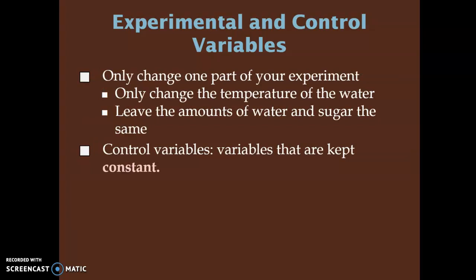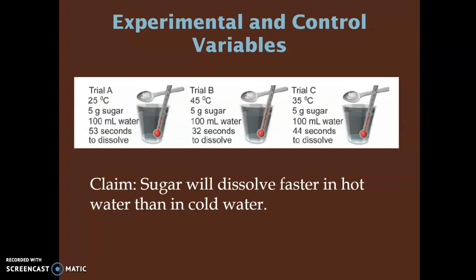You need to have some control variables. Control variables are things that you leave exactly the same throughout the entire experiment. So I fixed it, and if you notice now, the only thing that has changed from trial A to B to C is the temperature of my water. The amount of sugar is the same, the amount of water is the same, and then of course I have my results. And I can deduce that in trial B, the sugar has dissolved the fastest because of the temperature, because that was the only thing that's different from trial C and trial A. And therefore, I have supported my claim that sugar will dissolve faster in hot water than in cold water.